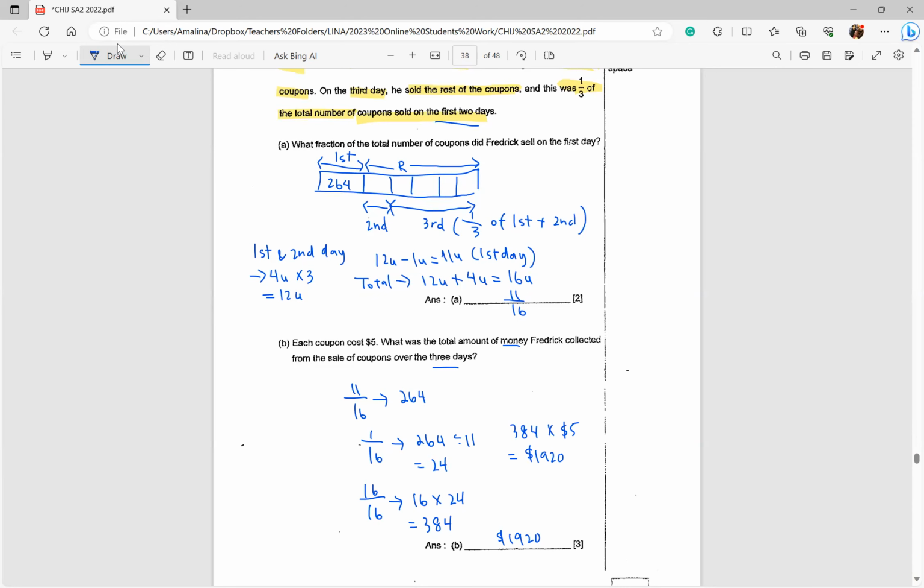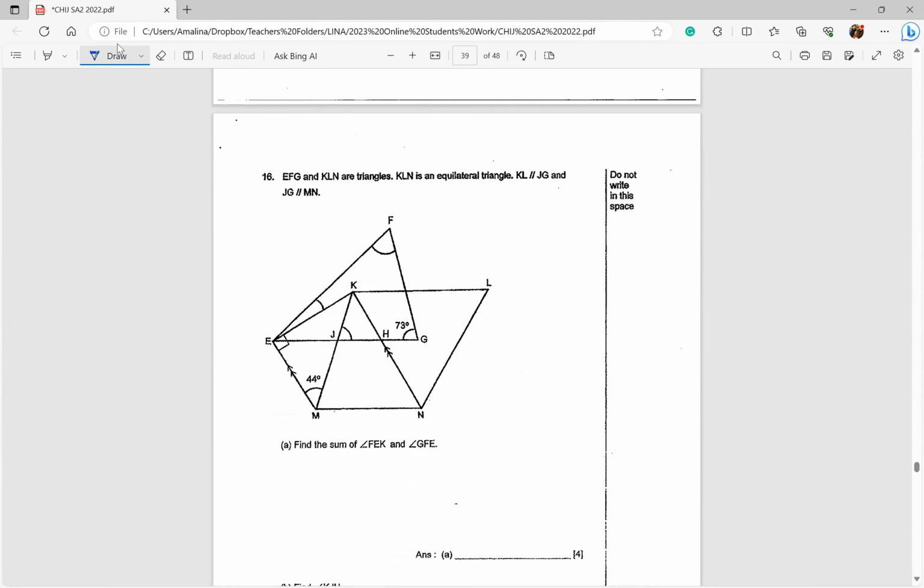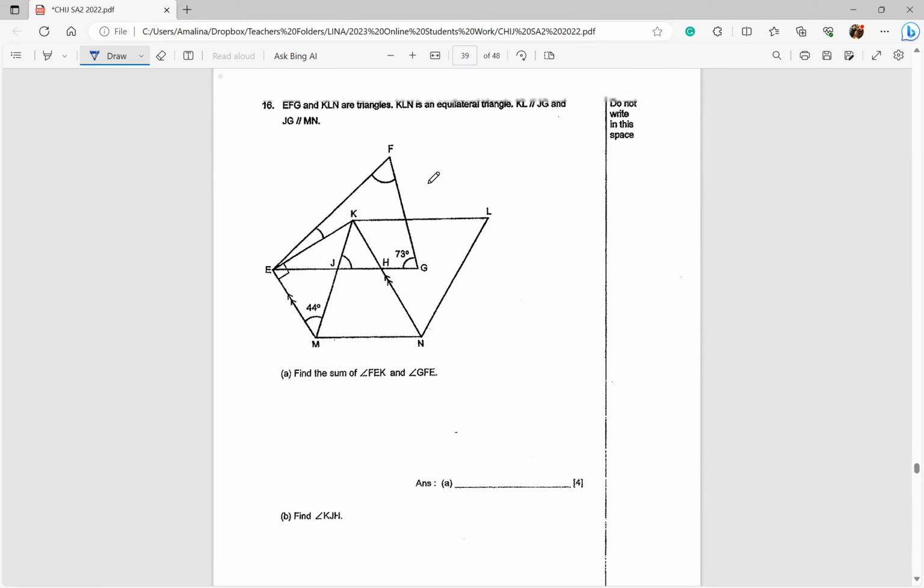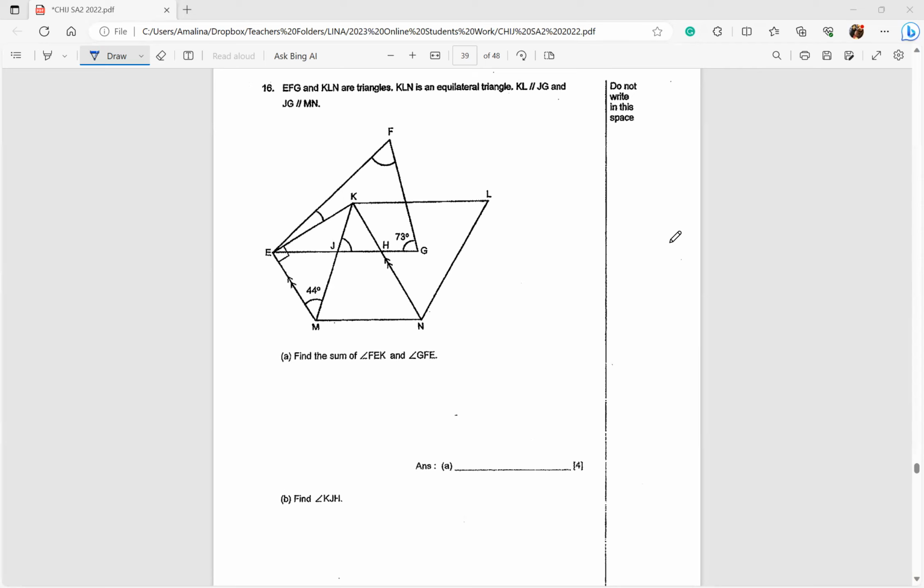Okay, let's move on to the next one, question number 16, also your geometry question. Okay, so question 16. EFG and KLN are triangles. KLN is an equilateral triangle. So I will draw my sides, the markings. So these 3 sides are equivalent, which means that these are all 60 degrees. 60, 60, and 60 degrees.